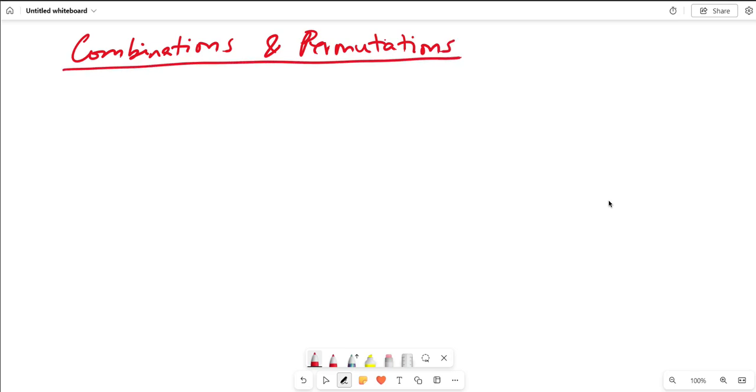Okay, so you can have two different types of cases. One is called combinations, one is called permutations. In general English language, we call them both combinations. So let's talk about permutations first. An example of a permutation can be a password field or a locker combination.